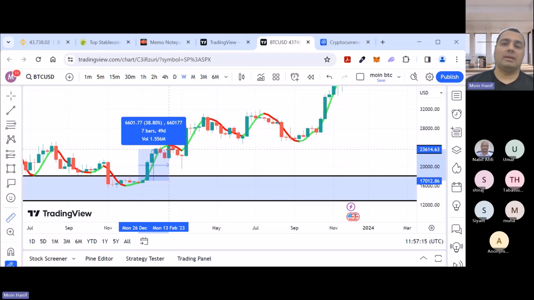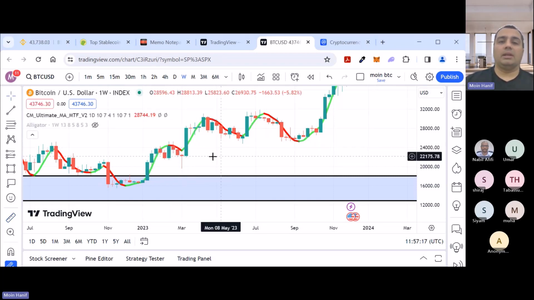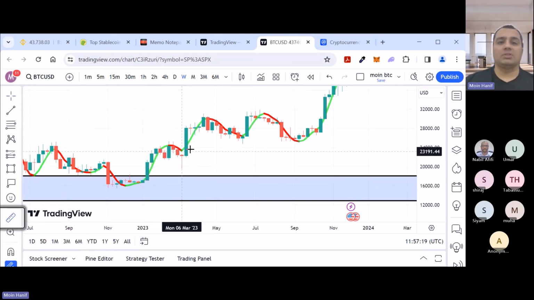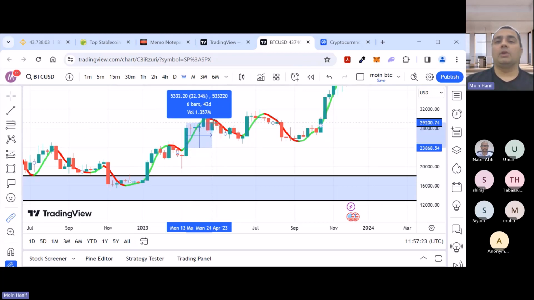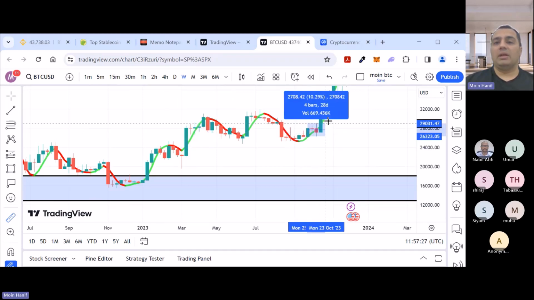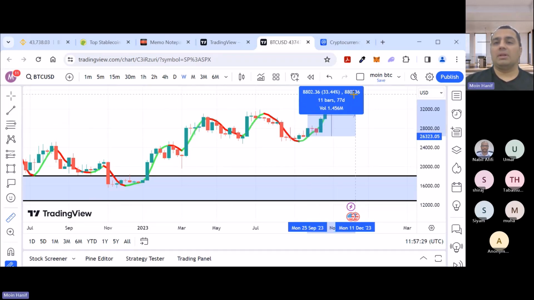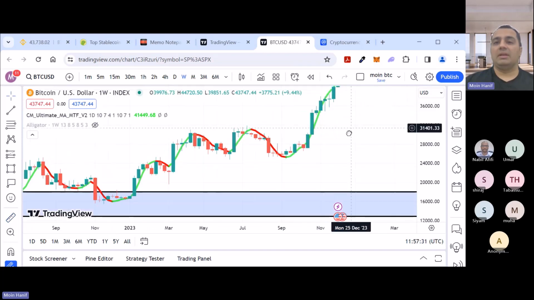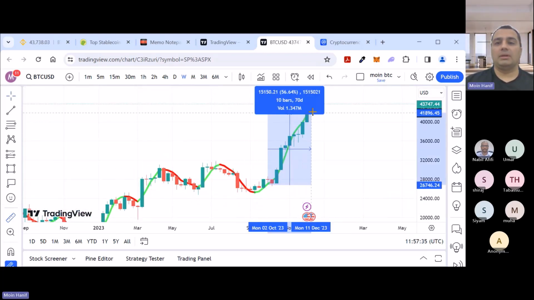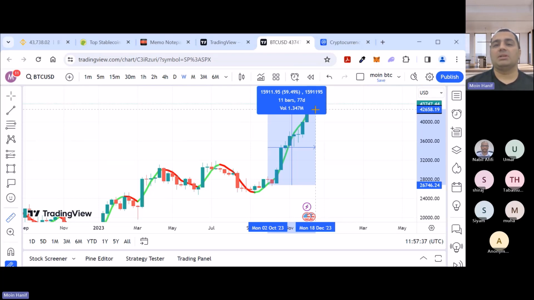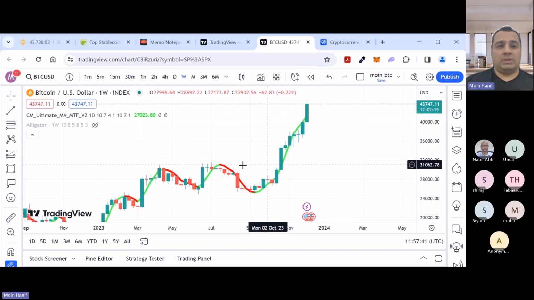Similarly, again, if you purchased it somewhere here when it was green, and you sold it when it became red, again 22%, right? Same thing if you bought somewhere here, you can make about 33-40% roughly, right? If you bought it here, you could have sold it here for 60% today, roughly. Okay, so that's one of the indicators, a fantastic indicator that I like.